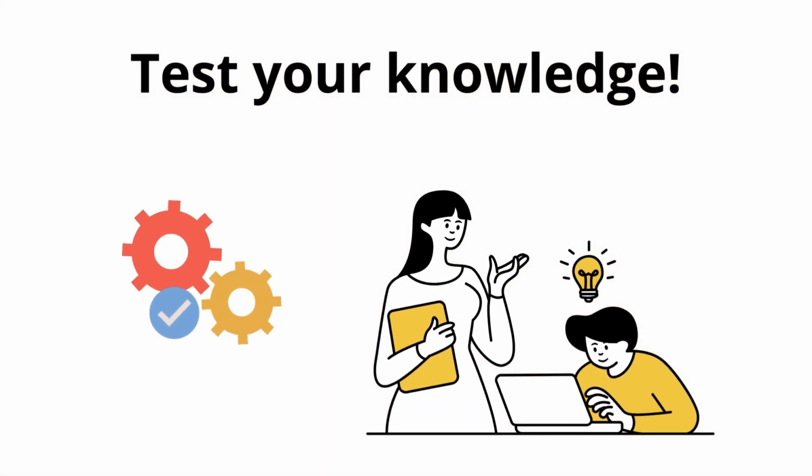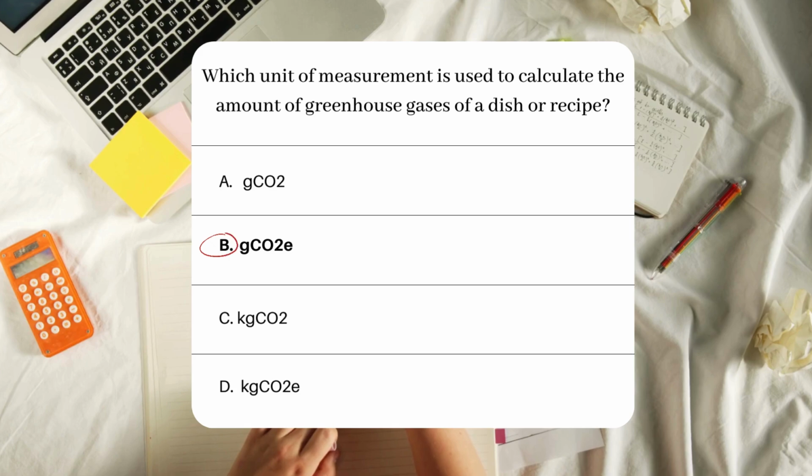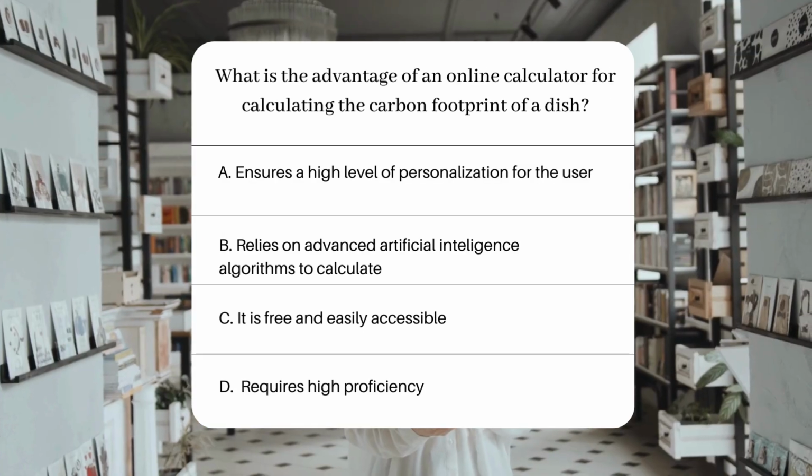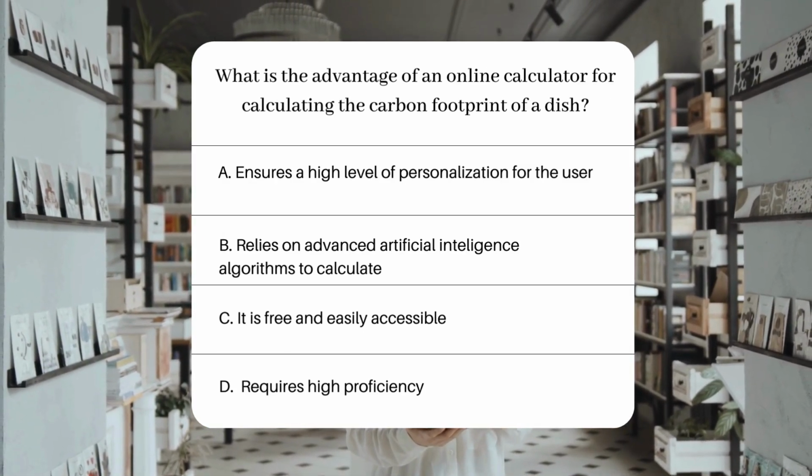Test your knowledge. Which unit of measurement is used to calculate the amount of greenhouse gases of a dish or recipe? A. Gram CO2. B. Gram CO2e. C. Kilogram CO2. D. Kilogram CO2e. B. Gram CO2e.